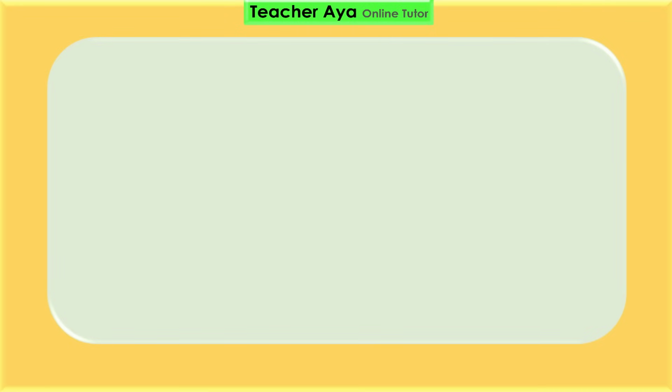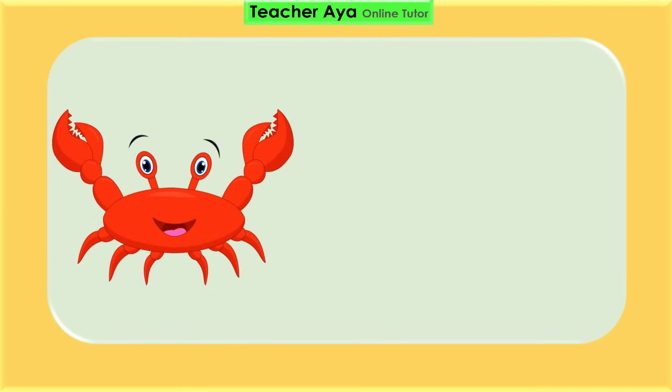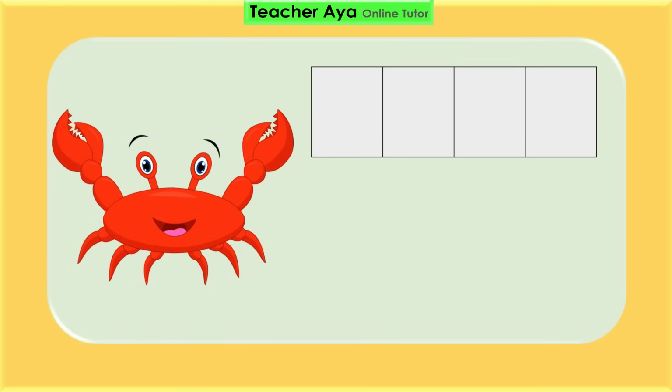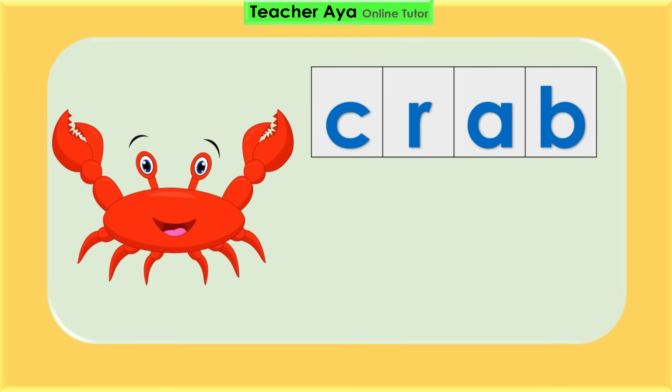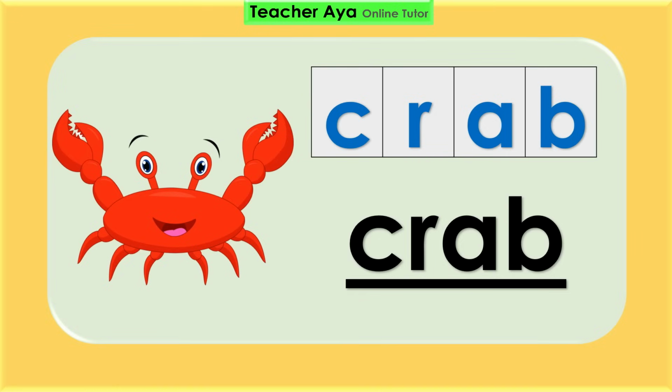Let's spell the word crab. Crab. C-R-A-B. Crab. Your turn to spell, children.